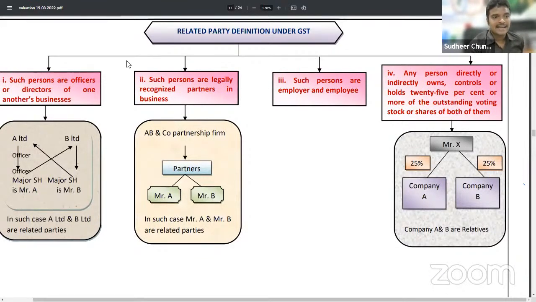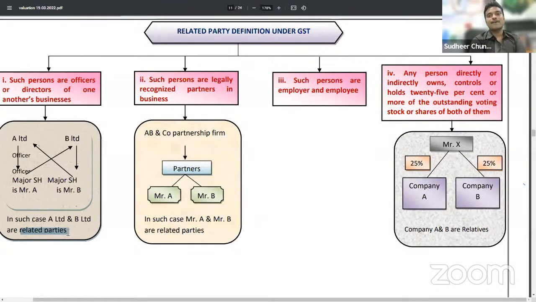If they are directors in one another's businesses, in A Limited, Mr. A is the major shareholder. In B Limited, Mr. B is the major shareholder. Mr. B is the officer of A Limited. Mr. A is the officer of B Limited. That means they are officers or directors of one another's businesses. In such a case, any transaction between A Limited and B Limited will be treated as between related parties. On open market value, they need to pay GST.